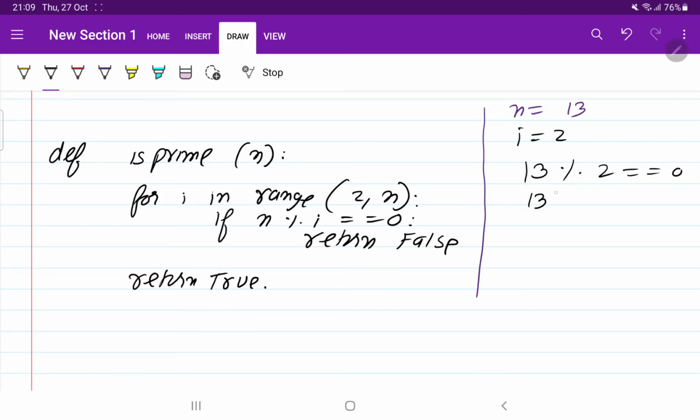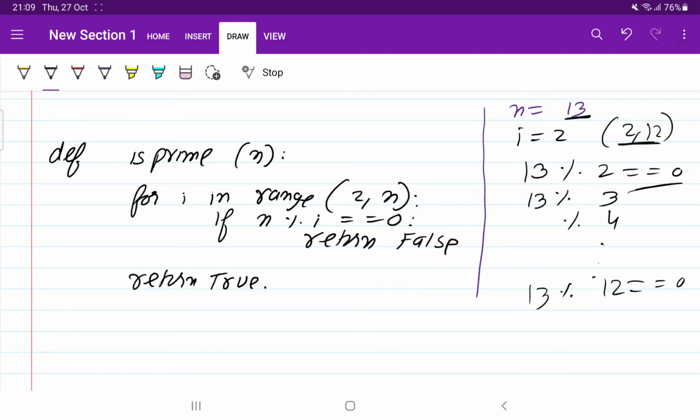Then we can check for 3, then we can check for 4, and we can check till 12. If we are not going to get a remainder equal to 0, it means the number is prime. So this is one of the approaches: you can traverse from 2 to 12, one number less than the given number, and if the number is not divisible by any number in the range, it means the number is prime. This is one of the approaches that should click in your mind to check whether a number is a prime number or not.